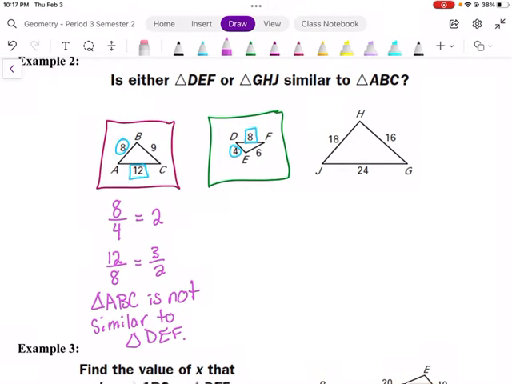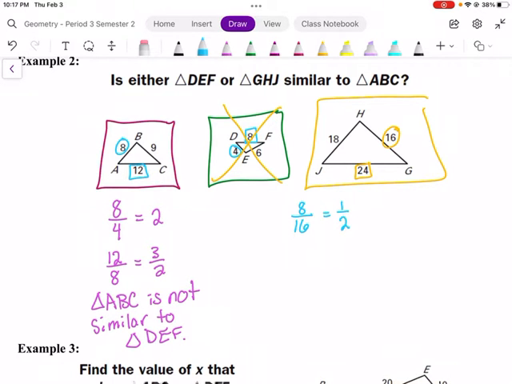So next, we're going to do the same thing, but this time we're going to compare DEF or ABC with GHJ. So again, for this one, I'm going to circle the smallest and put a square around the largest. And then we can set up our fractions to see if they're equal to each other. So if we start with our circles, we can do 8 over 16, which simplifies to 1/2. 12 over 24, which also simplifies to 1/2.